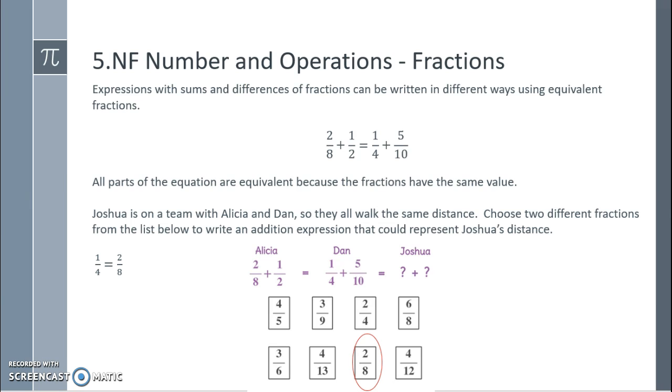So looking at 2/8 is something that jumped out at me. I know that 2 copies of 1/8 is the same as 1/4. So that could be one of my question marks. Also, I see 3 copies of 1/6. That's equivalent also to 1/2. So we could use that one. And there are many others in our list that we could use too. This is just one example.